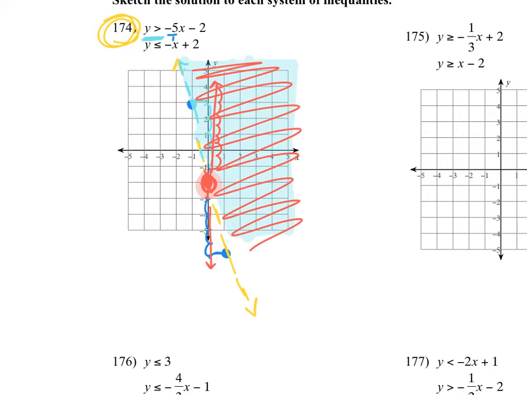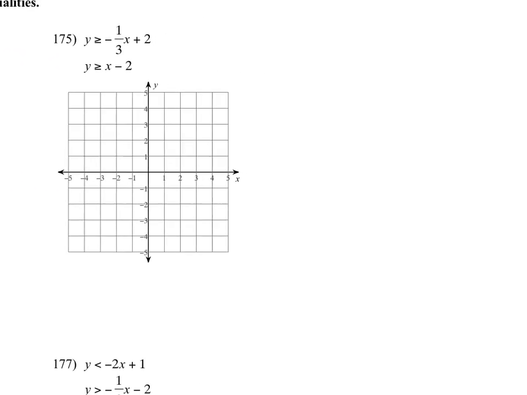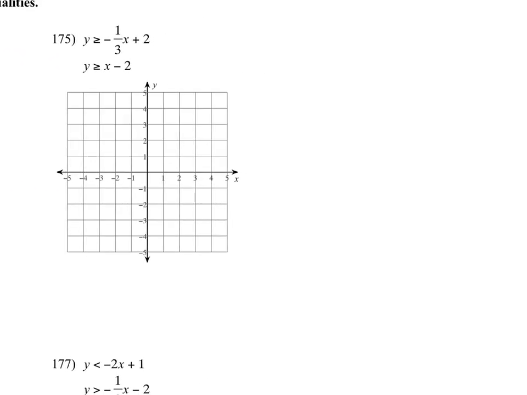Let's try one more. Let's do 175. So again, it's in y-intercept form, so I'm going to add 2, start with that, and I'm going down 1 to the right 3, down 1 to the right 3, go backwards, up 1 to the left 3, and I am going to solid line this equation. Okay, and then I'm going to pay attention where it says y is greater than, so I know I'm going to shade this top section.